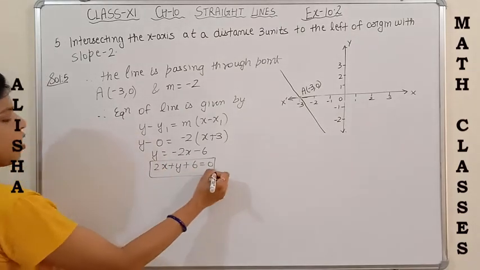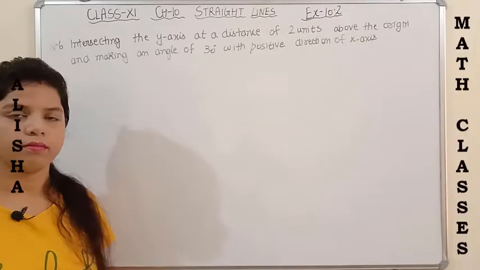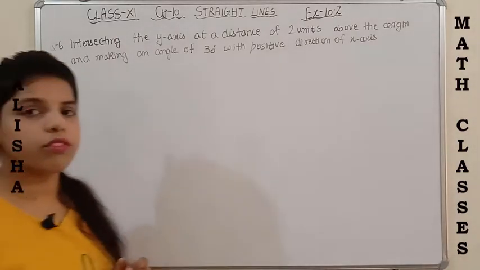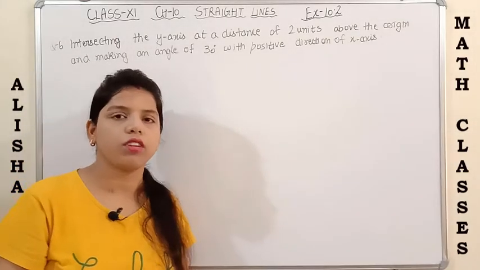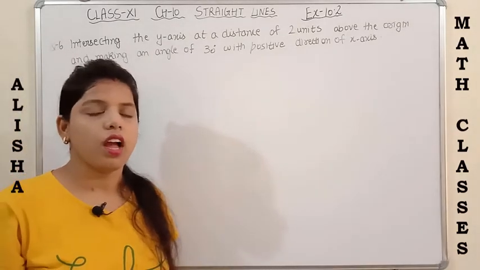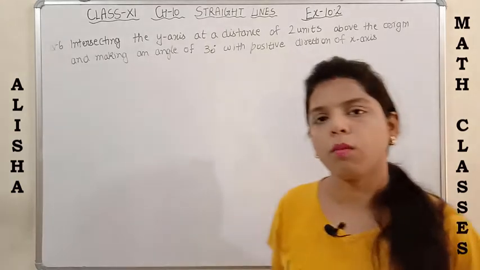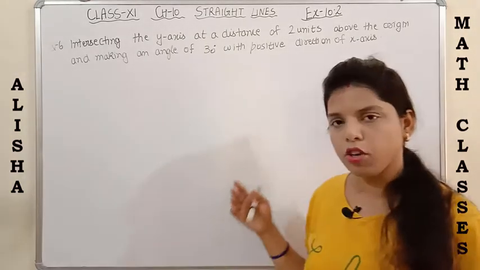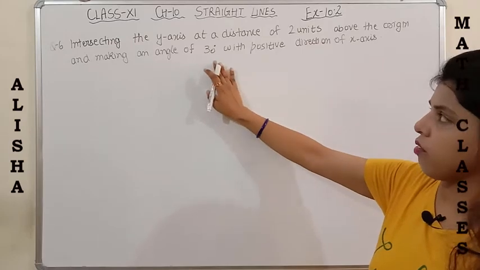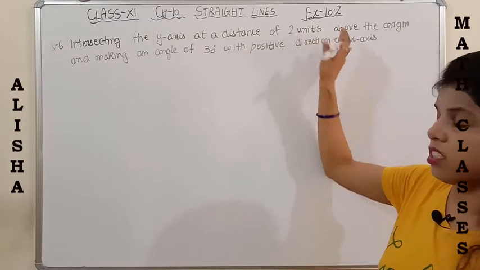So this is our required answer. So students, next is question number 6. First of all, you have to read the question very carefully so that you can understand the basic logic between the question, and you will be able to know what formula we have to identify, we have to apply in this question. See the question: intersecting the y-axis at a distance of 2 units above the origin.